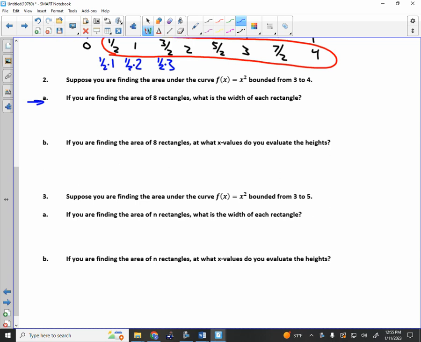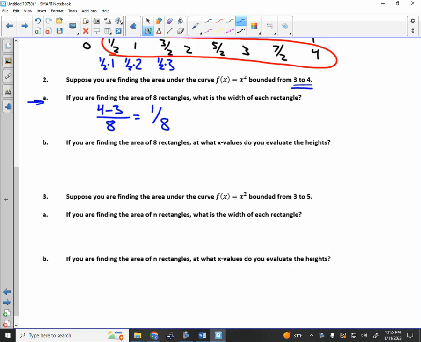5, 4, 3, 2, 1. What is the width of each rectangle? So you took 4 minus 3 and you divided by 8 to get 1/8. Agreed? Okay, good. Now notice we're going from 3 to 4. We're not starting at 0.